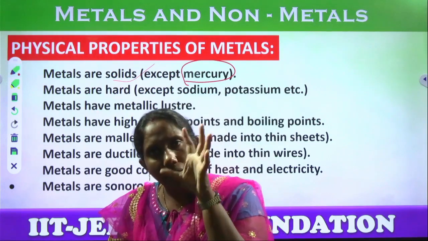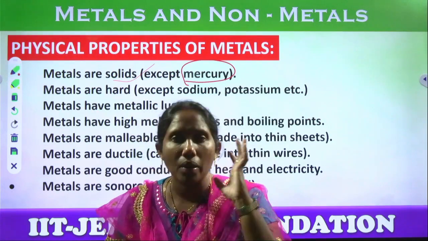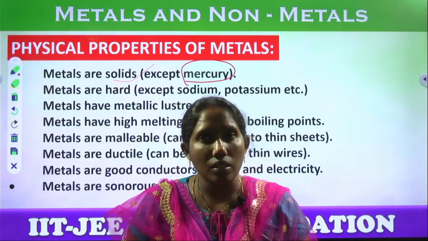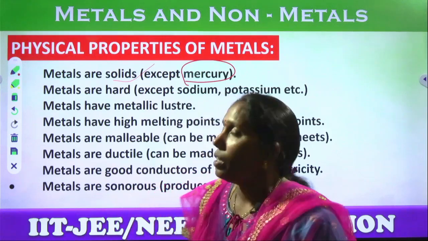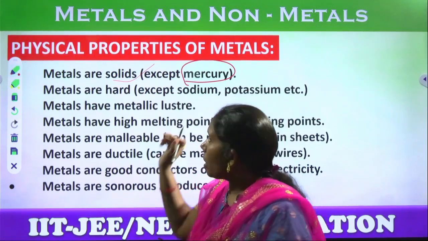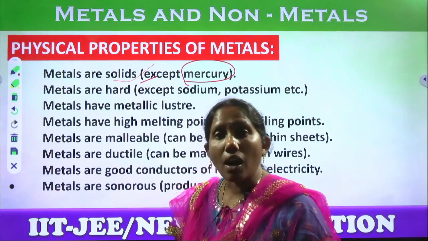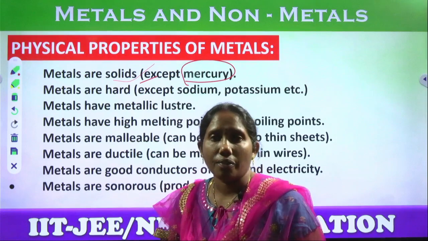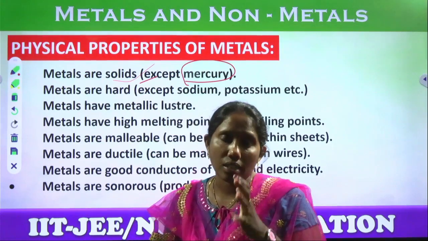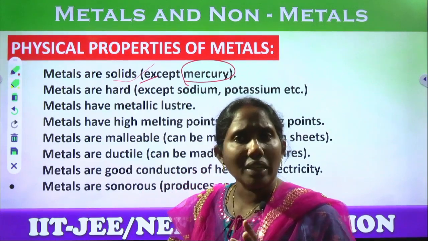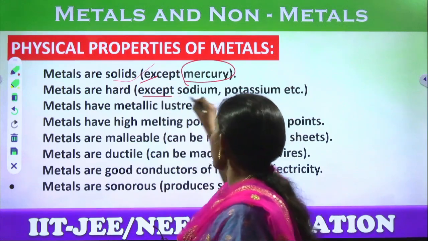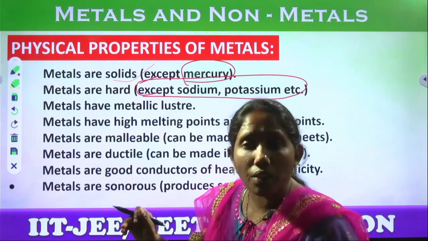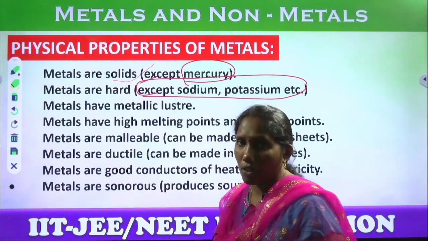If you touch that, it again divides into smaller parts. So mercury is a semi-solid, like a liquid. So except mercury, most of the metals are solids and they are hard in nature. But sodium and potassium, we can cut with the knife. They are called soft metals. This is the exemption. Most of the metals are hard in nature, but except sodium and potassium, they are soft in nature. We can cut them with the knife also.